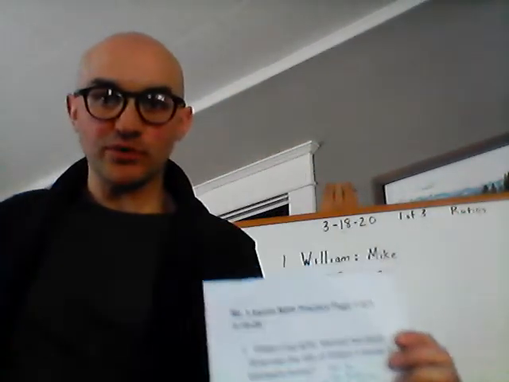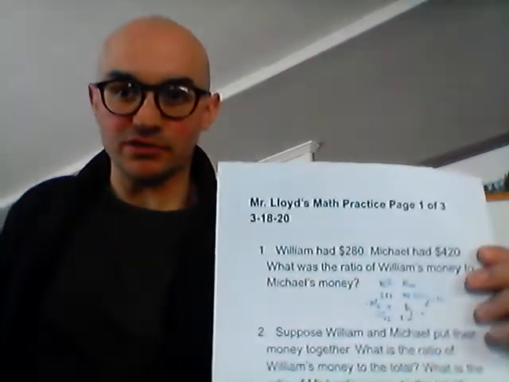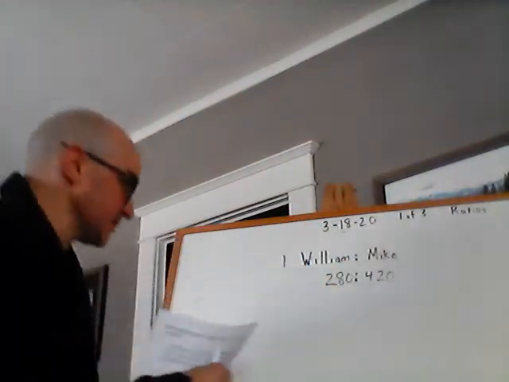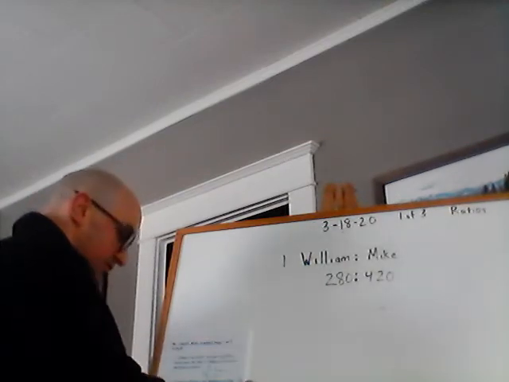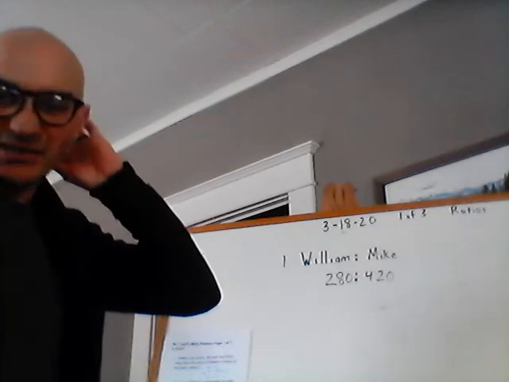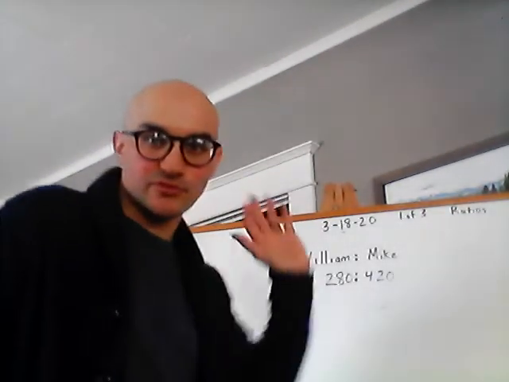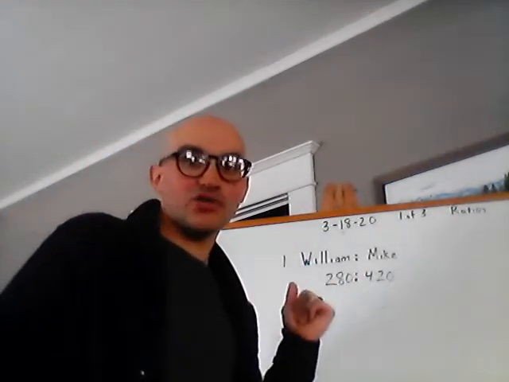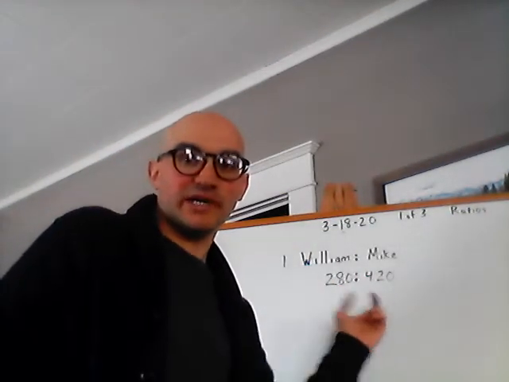318, this is the work for Wednesday. This is the first page here. It looks like this. It's all about these guys, William and Michael, and they're dealing with some money, and we're talking about ratios here. So the first problem tells us that William has 280 bucks, Mike has $420, and we're trying to write a ratio of William's money to Mike's money.